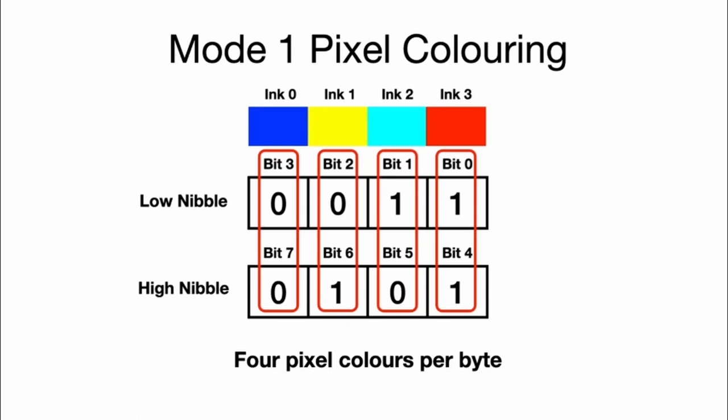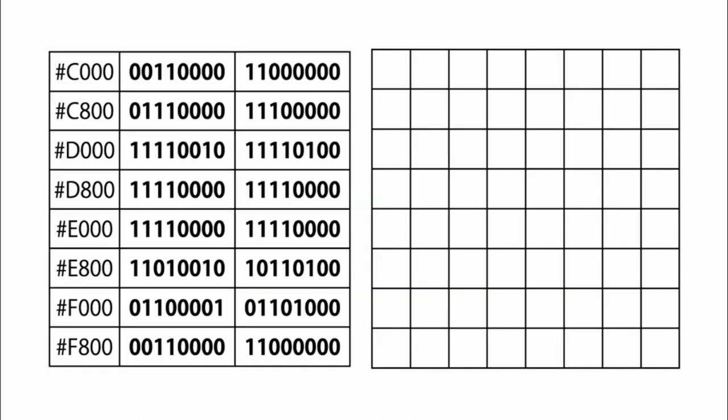So let's have a look at another example of an 8x8 picture. Here is some data that I've put at the top left-hand corner of the screen, starting at C000, and you can see the next row down is 800 bytes down, C800. I'm using an 8x8 graphic here, so it's 2 bytes across, because it's 80 bytes per row and 4 pixels per byte. If these bytes are put onto the screen, what would you see?